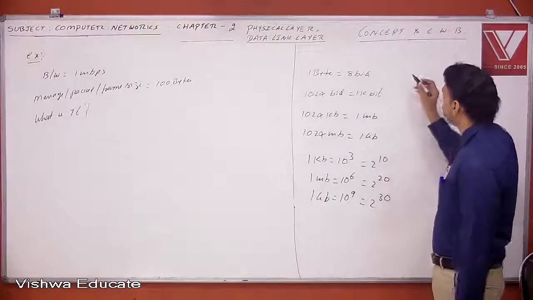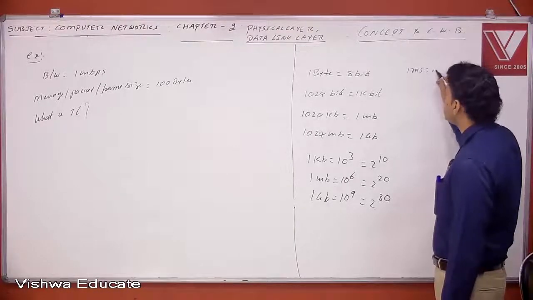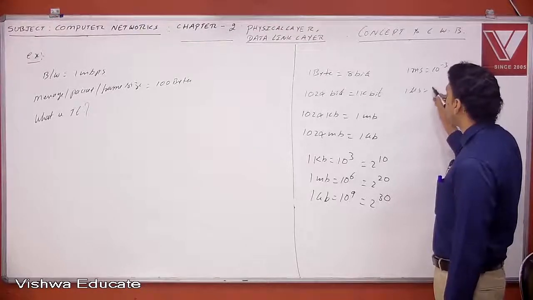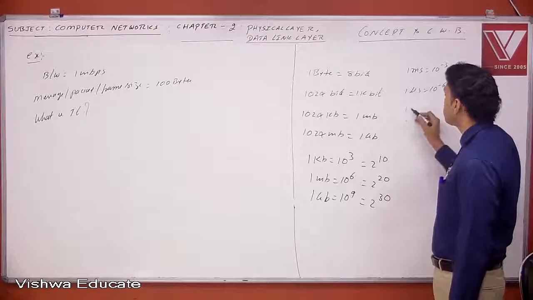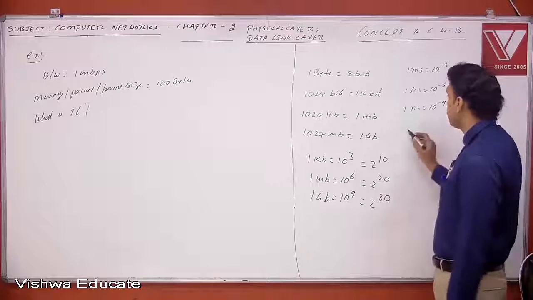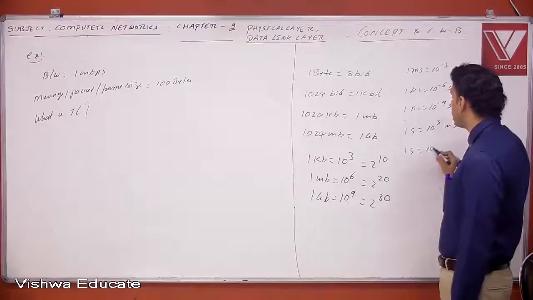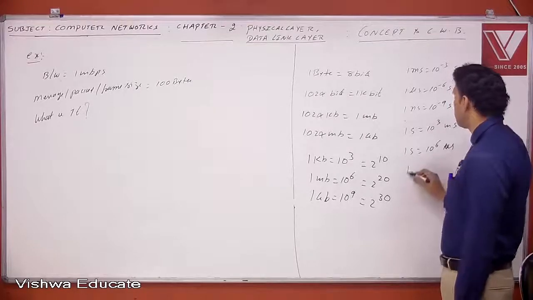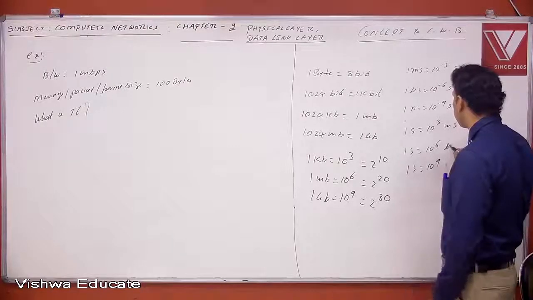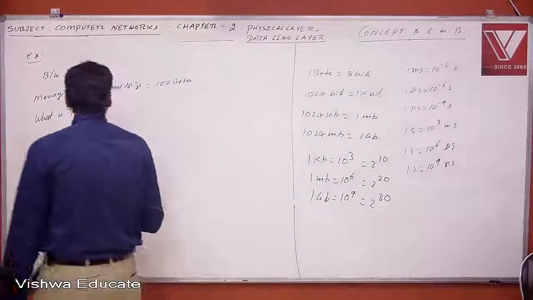And one more important point is timing. What is that? 1 ms is equal to 10 power minus 3 s. 1 µs is equal to 10 power minus 6 s. 1 ns is equal to 10 power minus 9 s. For 1 s, there are 10 power 3 ms. For 1 s, there are 10 power 6 µs. For 1 s, there are 10 power 9 ns. So these are the important points I want while solving the problem.